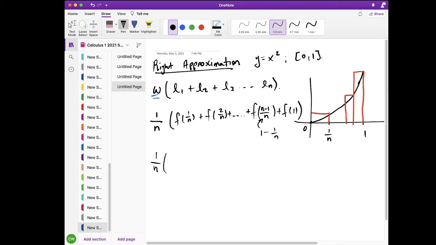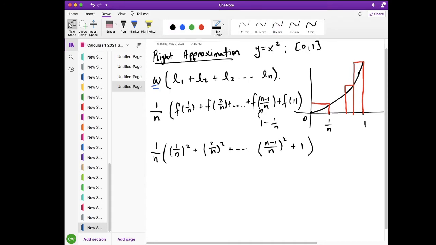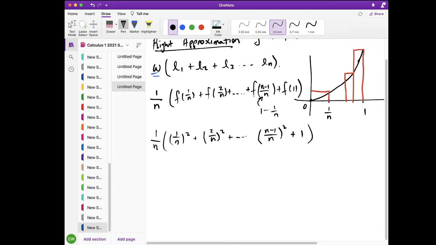Okay, so now let's calculate that. We did this from left approximation. It's 1 over n squared plus 2 over n squared, and then we have n minus 1 over n squared. All this is the same except we have a plus 1 over here. Okay, so what is that? We have 1 over n squared, plus 2 squared over n squared, we have n minus 1 squared over n squared, and plus 1.